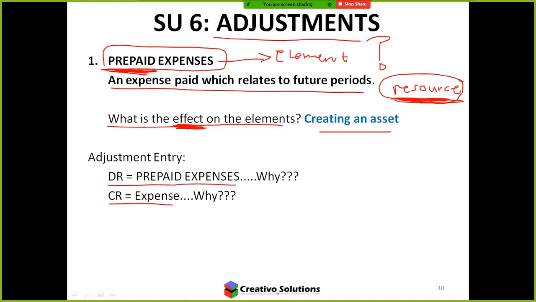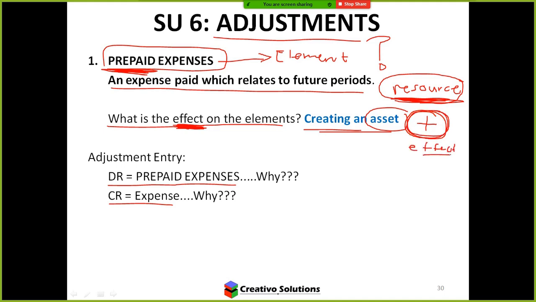Right, so do you have an asset? Yes, you have a resource. You control that product or service. So now that you know it's an asset, are you creating this asset? Yes. So what do you want? You want a plus. Do you agree? The effect is an increase.